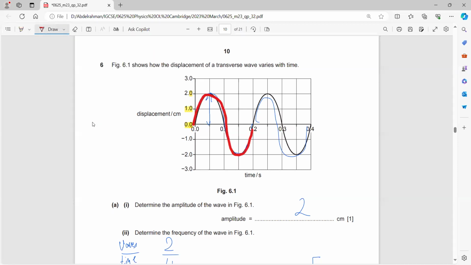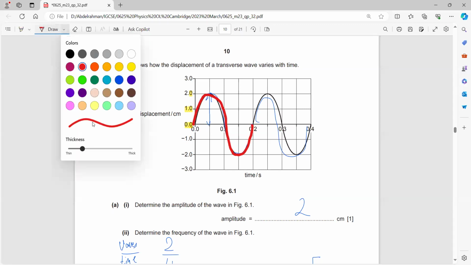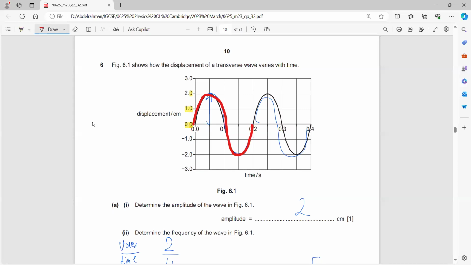This is one wave. What is the time taken by this one wave? You'll tell me the time taken by this one wave is 0.2 seconds. So 1 divided by 0.2 would give you a frequency of 5 hertz as well. Okay? It will also give you a frequency of 5 hertz.